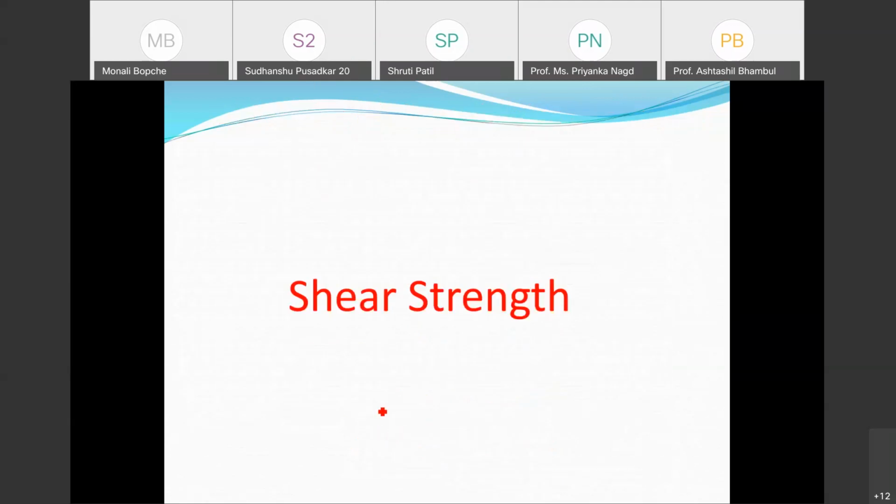The last topic is shear strength. As we know, concrete is strong in compression, steel is strong in tension. Then soil is strong in which stress? That is shear strength. The intergranular friction taking place in the soil mass helps me in developing the strength in the soil mass.